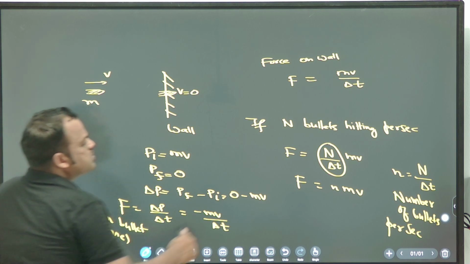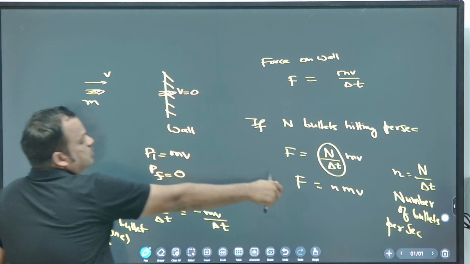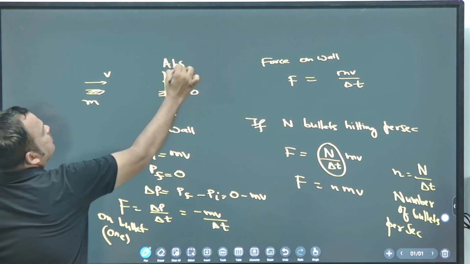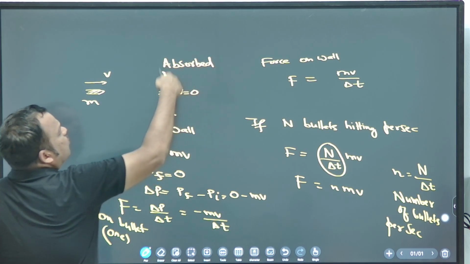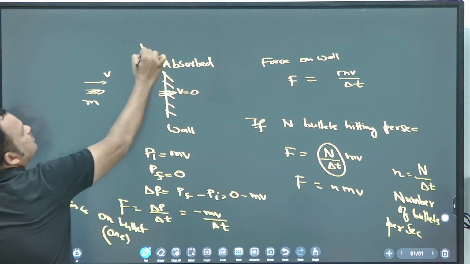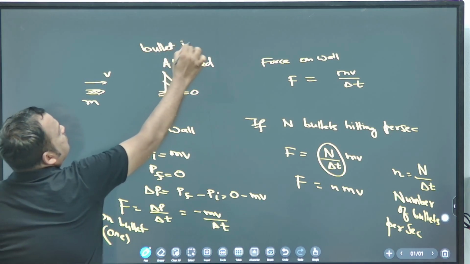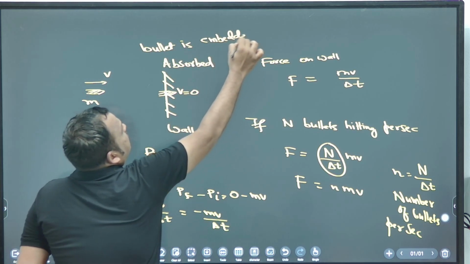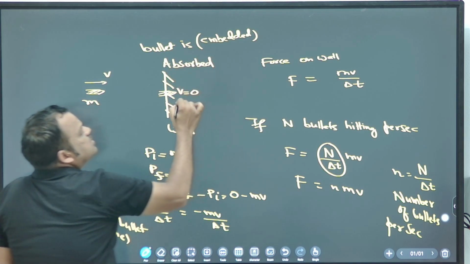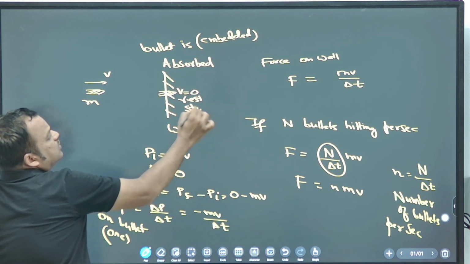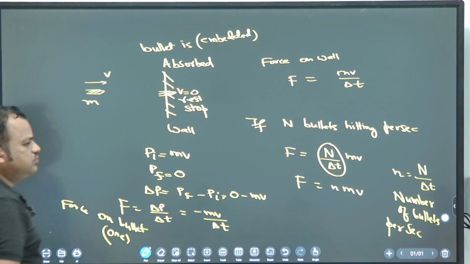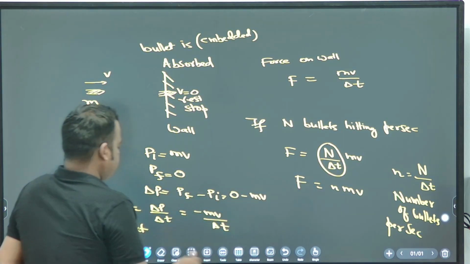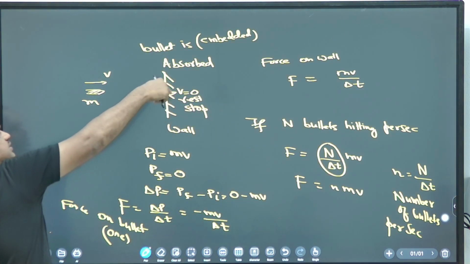So force is nmv when the bullet is absorbed by the wall. The bullet is embedded, okay? Embedded means it will come to rest, it will come to a stop. So force is nmv. What if it is not stopping, it is rebounding?